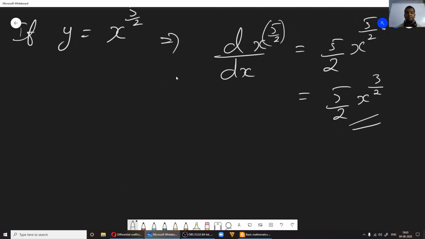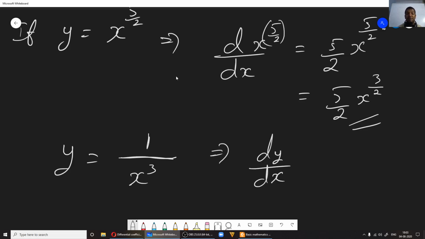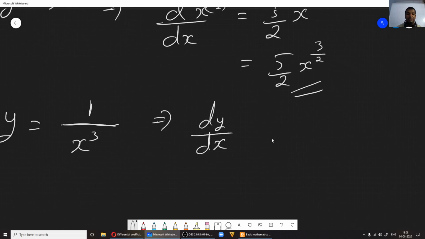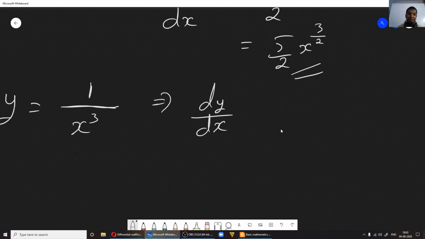Now if they give something like this, y is equal to 1 by x cube, then how will you solve for this? They'll ask you what is the differentiation of y with respect to x. In that case, as you know, you can take that x in the denominator to the numerator, then you can say y is equal to x power minus 3, is it not? I can write like this, correct?